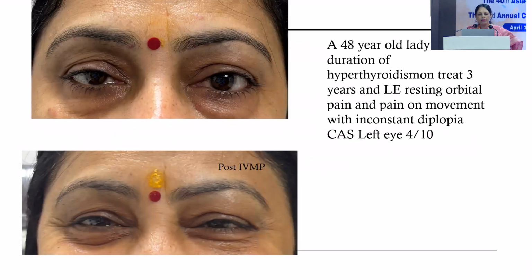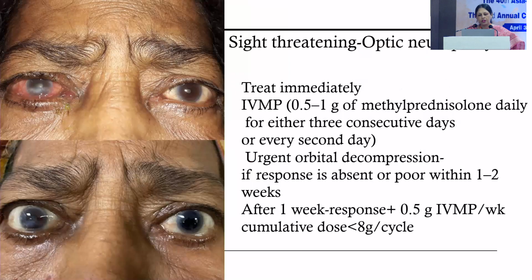Now let us see a few examples. This is a patient who came, a 48-year-old lady. She had hypothyroidism for 3 years. The left eye had a resting orbital pain, and there was inconstant diplopia. She was very unhappy. She was a case of moderate to severe active TED, and she was given a course of IVMP with mycophenolate, and she was very comfortable after the treatment. But again, a word of caution: she may be happy today, but you need to keep these patients under follow-up, because they may have recurrences, and you have to monitor their intraocular pressures and their vision on every visit.